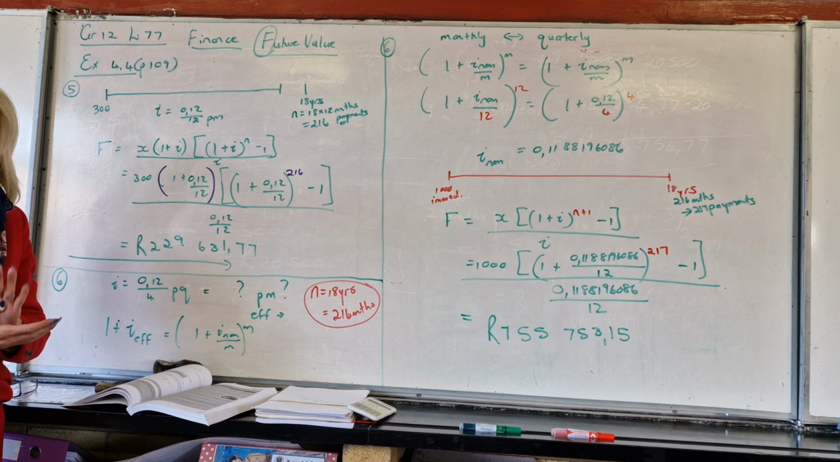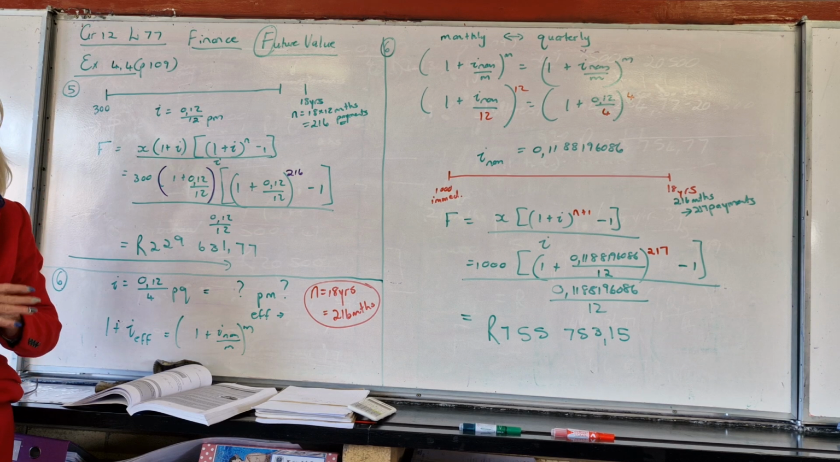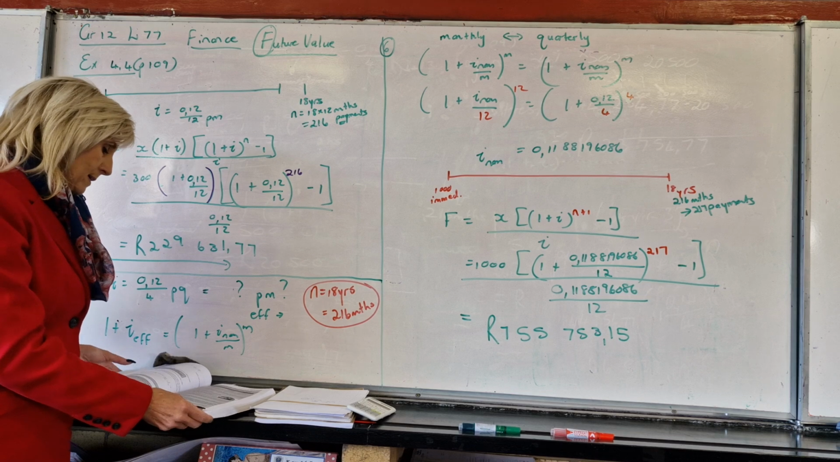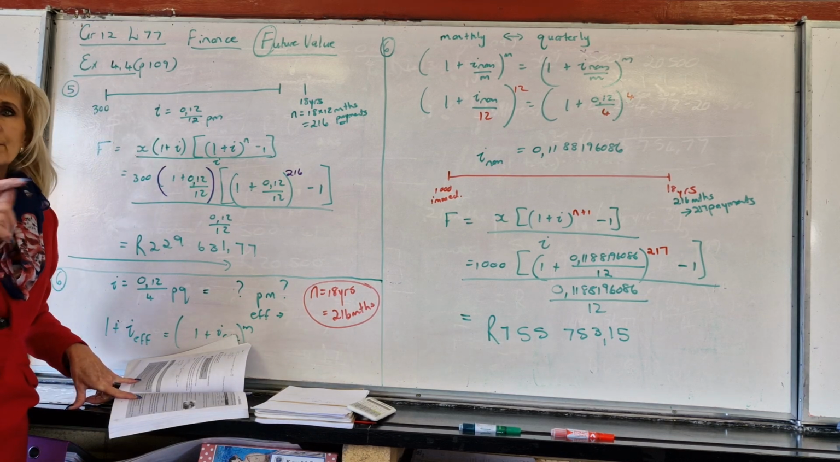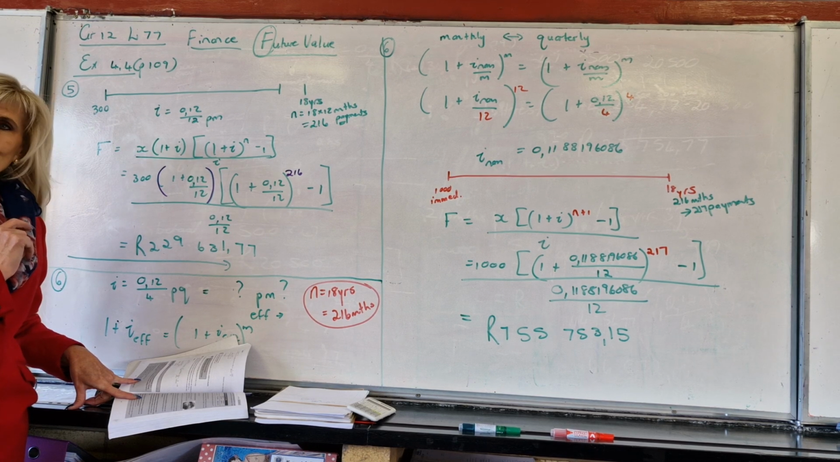Straightforward. Finance, you can get a lot of marks. Okay, number 6, I know would have been a problem for a lot of kids. The question reads that a mother decides to take out a savings plan for the future of a baby boy.